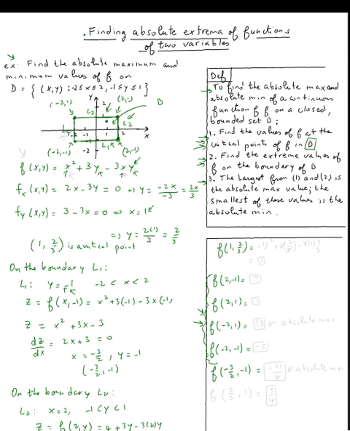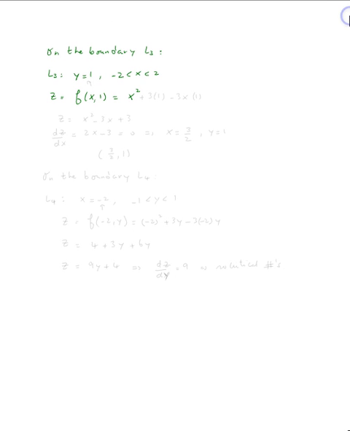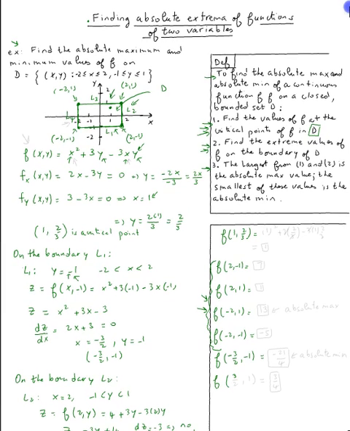So this will be x squared plus 3 times 1 minus 3x times 1. So z will be equal to x squared minus 3x plus 3. Now we need to take a derivative of z with respect to x and see if we find any critical numbers. Of course we do. So this is going to be 2x minus 3. Set it equal to 0. So x is equal to 3/2. Now I know my y is equal to 1. So the point is going to be 3/2, 1. So I'm going back here and I need to find f of 3/2, 1.